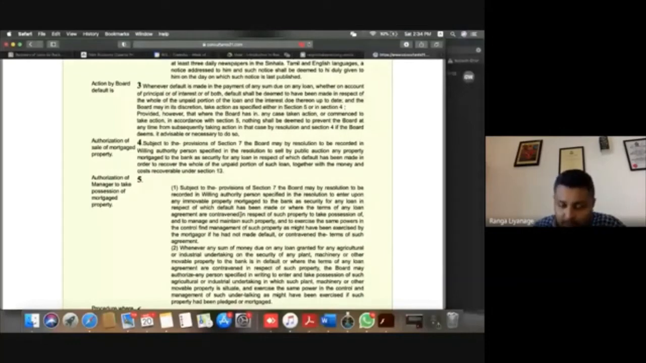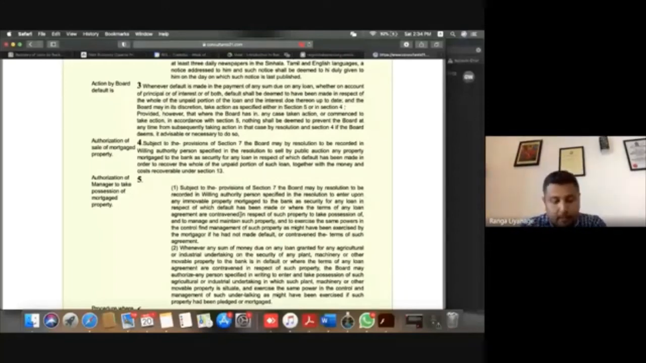recover. Now you know what is a default. In order to recover the whole of the unpaid portion of such loan and the interest due thereon up to the date of the sale, together with the monies and costs recoverable. So section 4 basically is passing a resolution authorizing a party to sell the property by public auction, right?